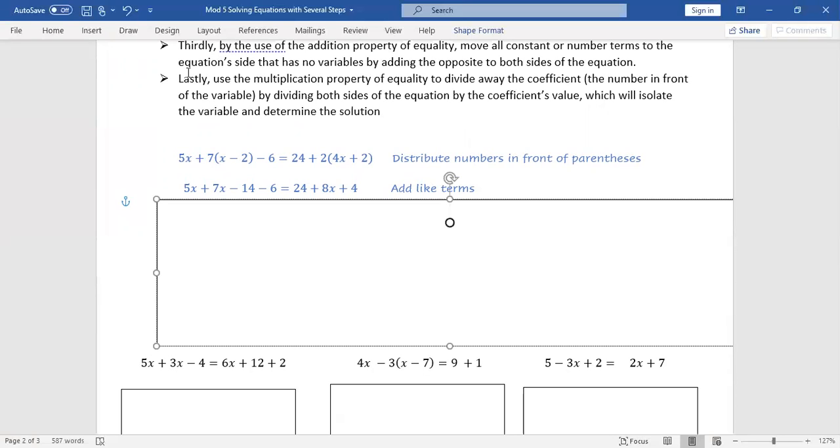And then on the right-hand side of the equation, I have to distribute the 2 to everything inside the parentheses. So I take the 2 times the 4x, which is equal to 8x, and the 2 times the 2, which is equal to 4.